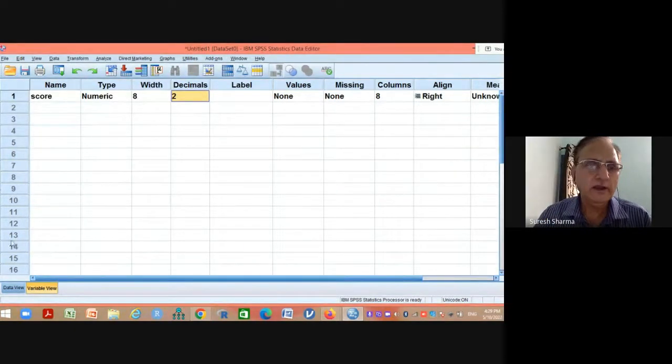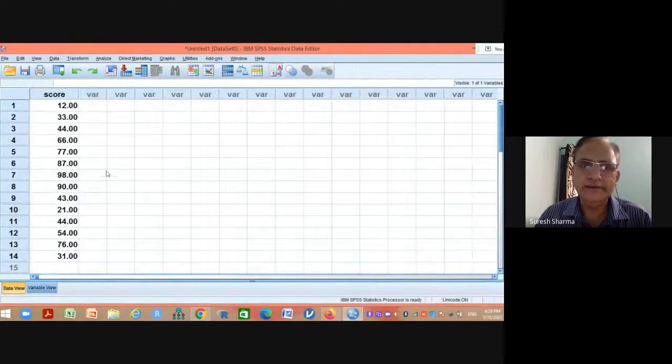But suppose I start writing ABCD here, which is not numeric. Then SPSS will automatically take this as a string variable. What is a string variable? Which is not a numeric variable, like address, or like gender, where I write male and female instead of 1 and 2, M-A-L-E, female.